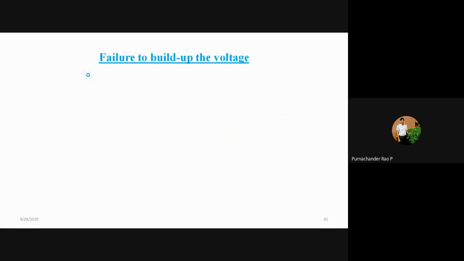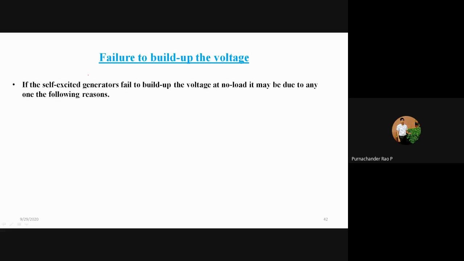Okay, now I'm going to the next topic, the failure to build up of the voltage. So anyone, can you tell me what are the reasons for not building up the voltage? So we have gone through all these methods. Okay, so anyone, can you tell me what are the reasons for not building up of the voltage?